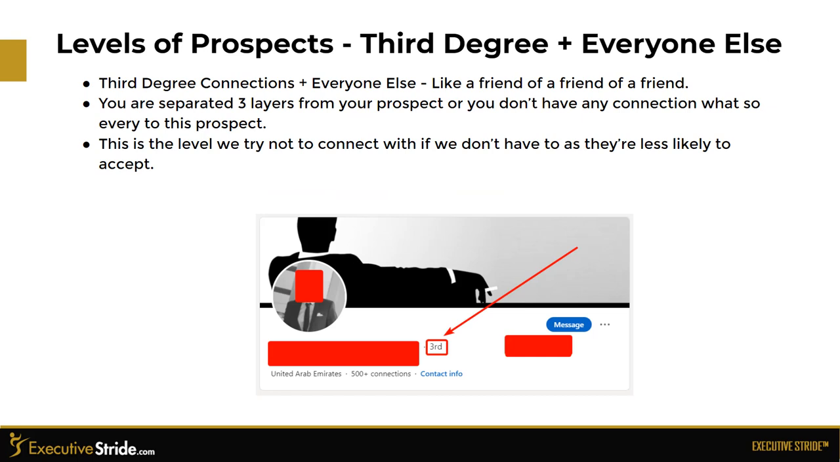So you are separated three layers from your prospect, or you don't have any connections whatsoever to this prospect. So this is the level we try not to connect with if we don't have to, as they're less likely to accept. Now, of course, there are still going to be prospects and potential clients that are third degree connections.